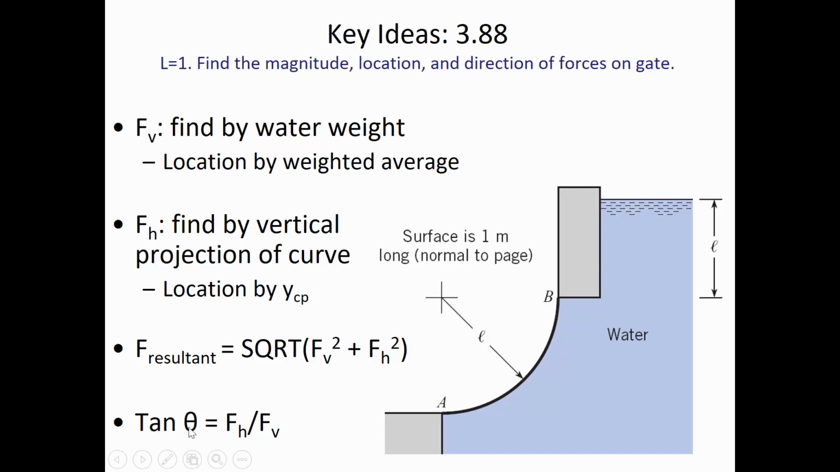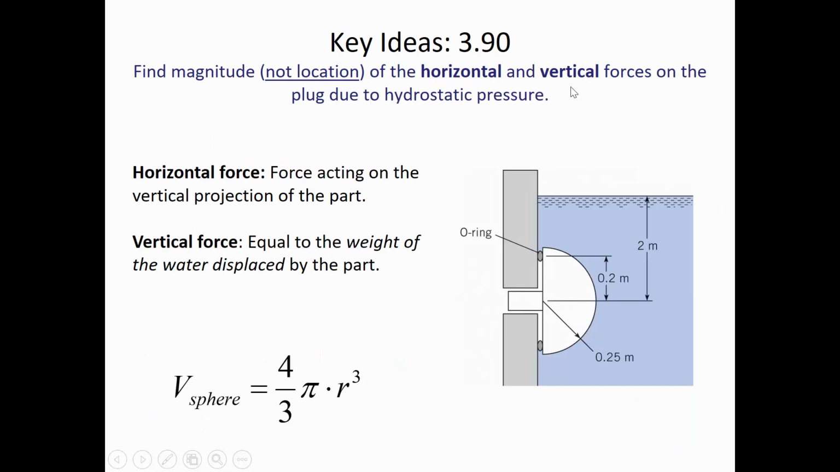If you want to calculate the angle that the force is making, so the relative distribution of horizontal and vertical forces, the tangent of that angle is the horizontal divided by the vertical forces. But as long as you find the magnitude, location, and direction of the forces on the gate, then you will have completed the requirements of that problem.